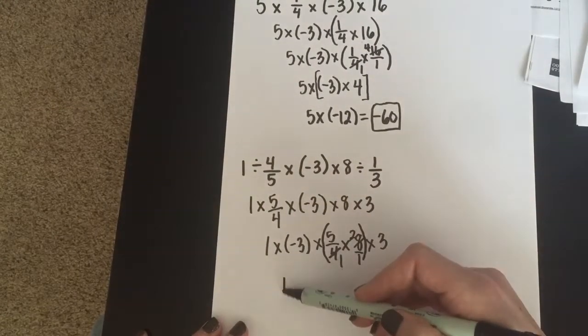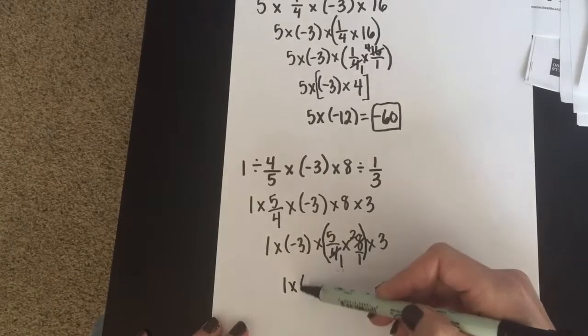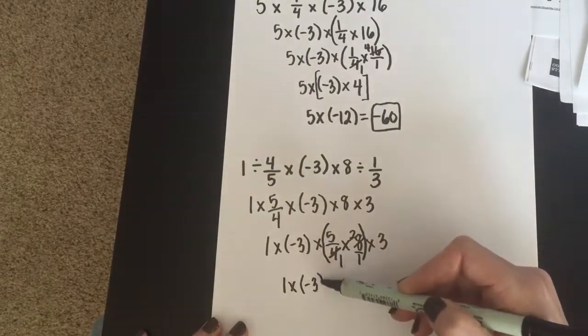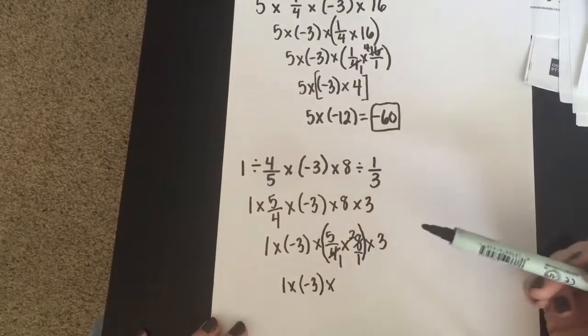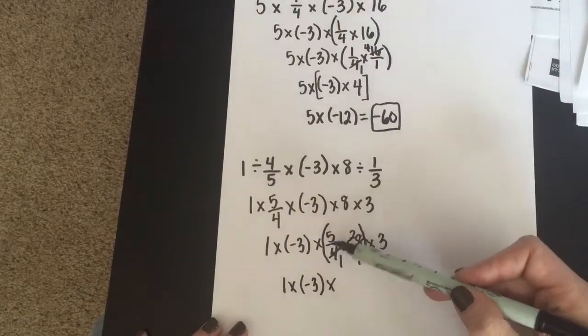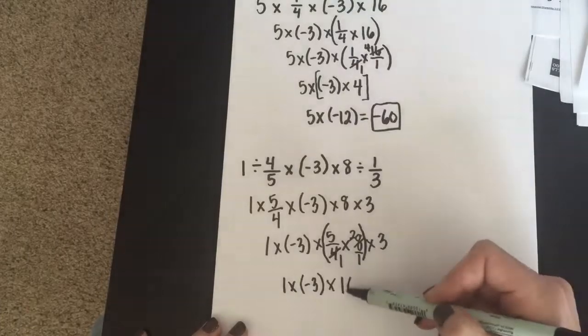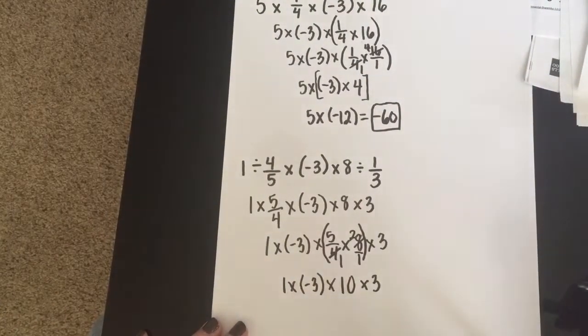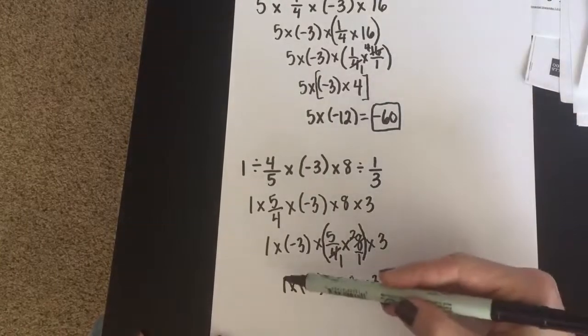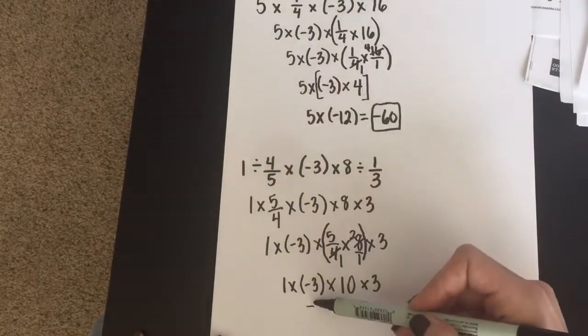So every step I always need to include every part. And then I know that 5/1, or 5, times 2/1 or 2. So 5 times 2 is 10 times 3. And then I can just start multiplying. 1 times -3 is -3.